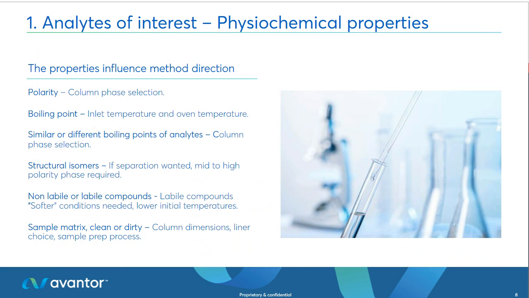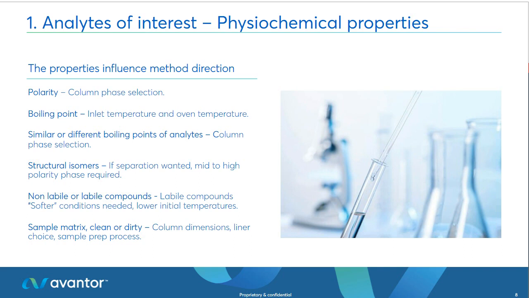Physiochemical properties of analytes influence the method direction, so the choices made with the products. The polarity can influence the column phase selection, the boiling point can influence the inlet temperature and the oven temperature. Similar or different boiling points of analytes can influence the column phase selection. Structural isomers, if you want to separate them, you may need mid to high polarity phase columns.